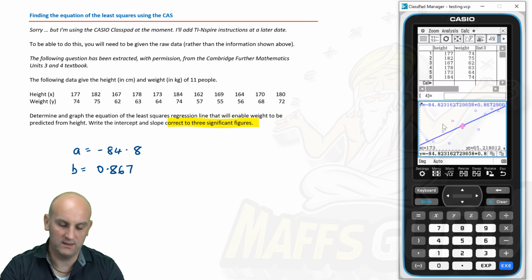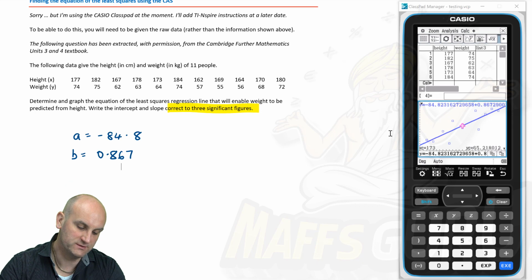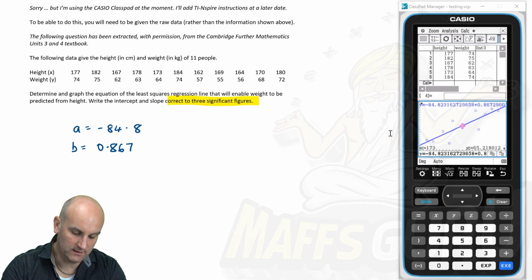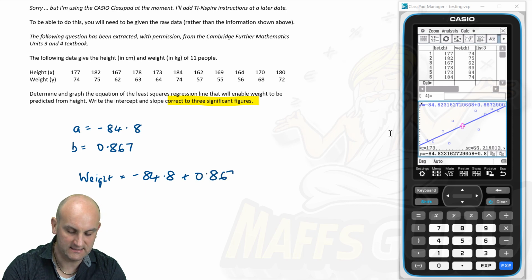So just use that with reservation. All right, so what does it say? It says determine and graph the equation of the least squares regression line that will be able to predict weight to be predicted from height. Okay, so I'm now going to write weight is equal to minus 84.8 plus 0.867, and we're going to times that by height.